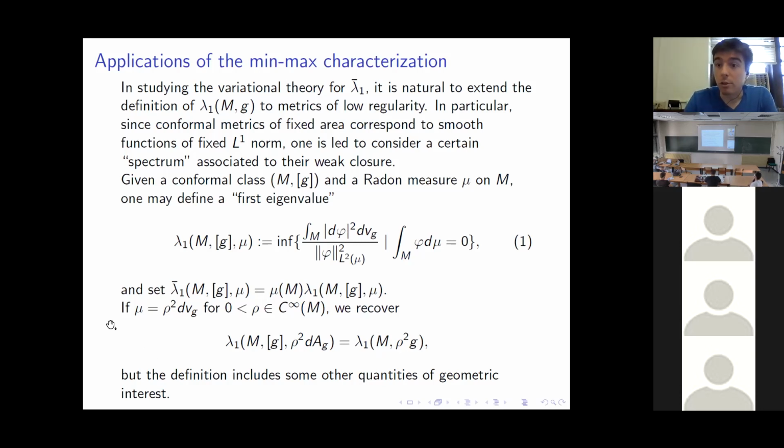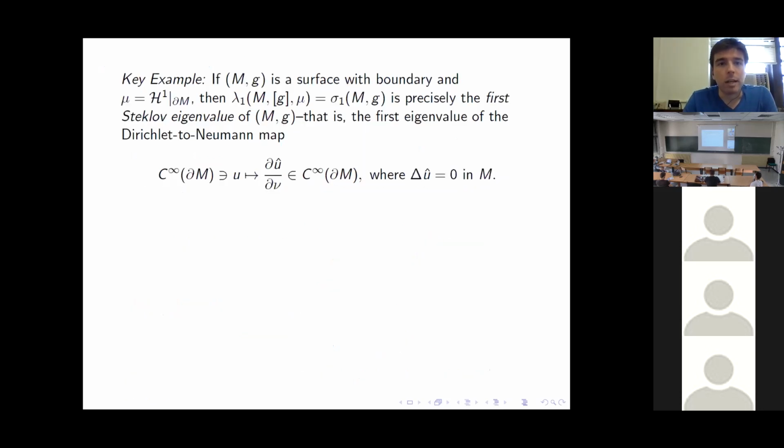It includes some other natural geometric spectra. So one of the most important examples is the Steklov spectrum. If M is a surface with boundary, and mu is just the length measure of that boundary, then the first eigenvalue applied to that measure mu is exactly the first Steklov eigenvalue of M, g. That is the first eigenvalue of this Dirichlet-to-Neumann map, where we take a function on the boundary, take its harmonic extension, and then send that to the normal derivative of the harmonic extension on the boundary.